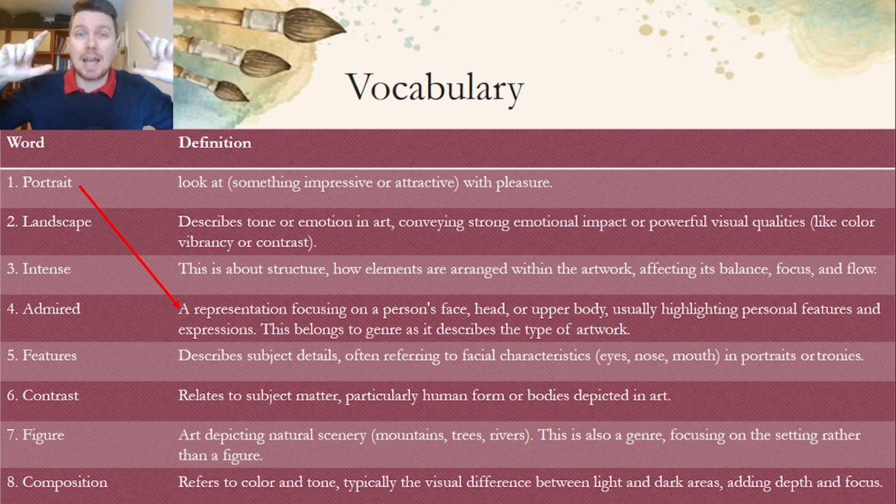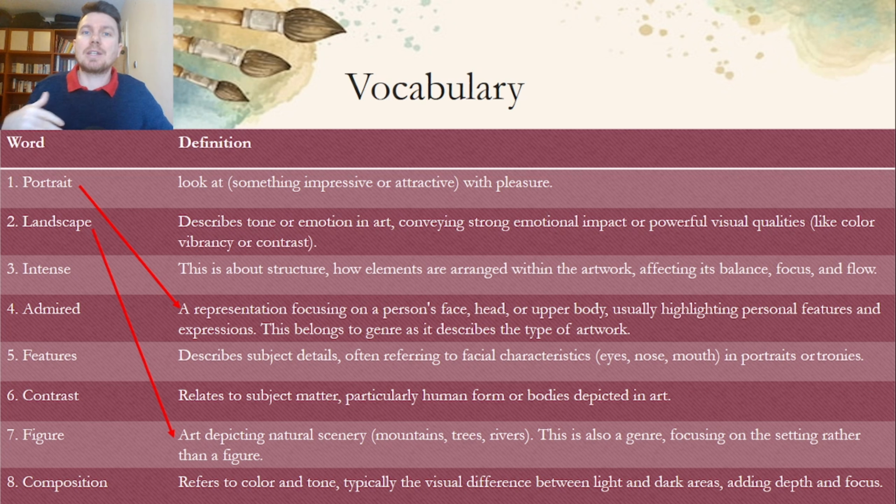And landscape is actually the next word. So if we look at landscape in terms of art, what does it mean? It's relating to the background. It's depicting the natural scenery around. So mountains, trees, rivers. This is also a genre focusing on setting rather than figure. So it's more about the location than it is a person. We have the word figure coming a bit later, and figure, of course, means a person or a body. And in this case, we're not focused on that. We are focused on the landscape.